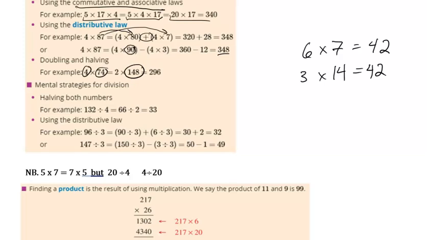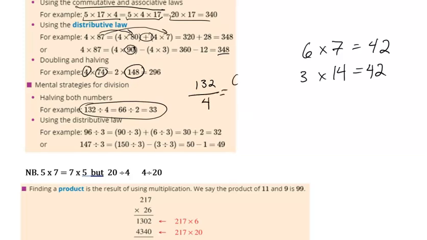Mental strategies for division. It's not associative or commutative. You cannot change the order of division. It will give you the wrong answer. But you can change both numbers. And the way I like to think of this example is that 132 divided by 4 can also be represented as a fraction.